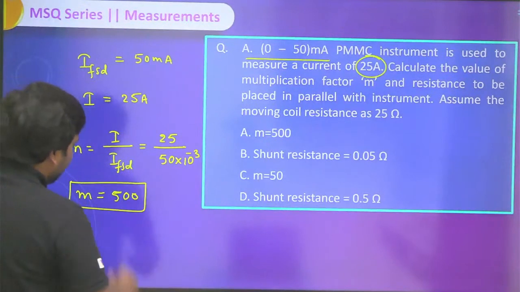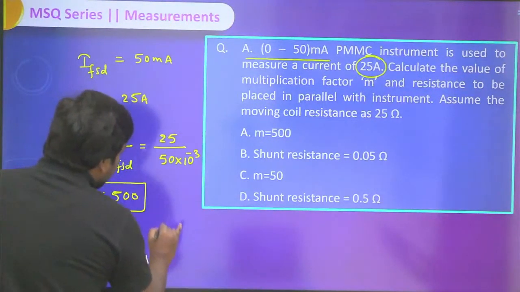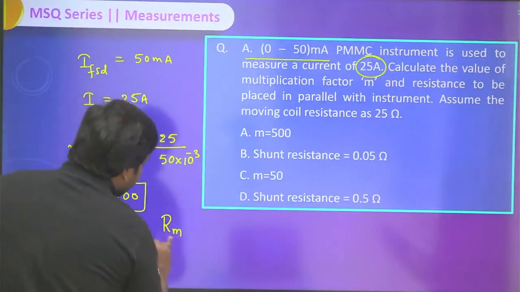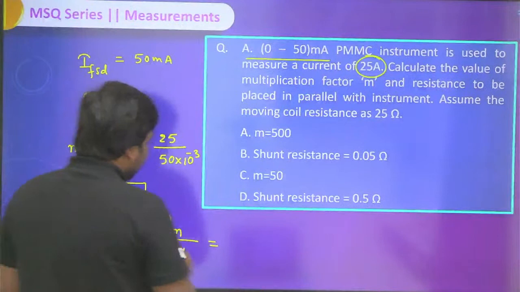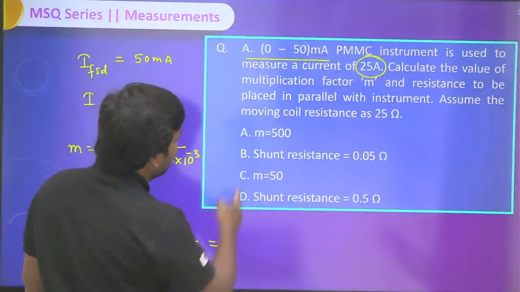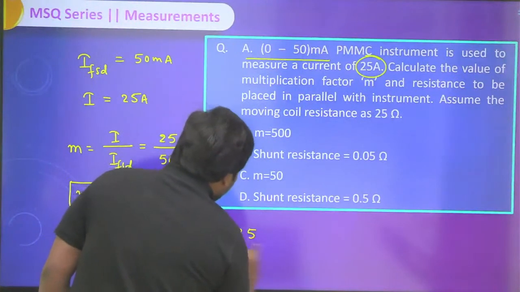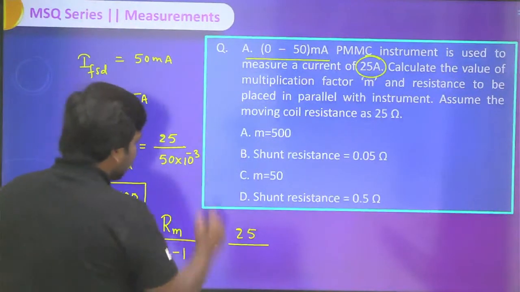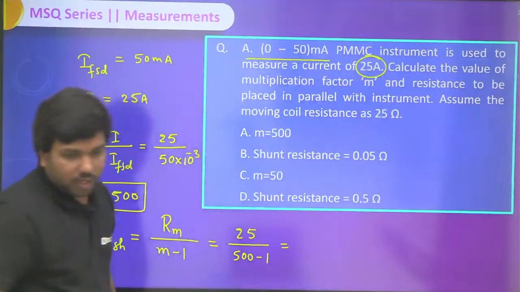Let us leave that. And then shunt resistance. How do we calculate the shunt resistance? Shunt resistance can be written as the meter resistance divided by M minus 1. Very good. What is the value here? Can you please tell me the meter resistance? Where is that? 25 ohm. Very good. 25 divided by M minus 1. M minus 1, that is 500 minus 1, so 499.